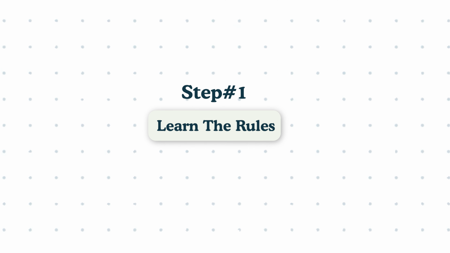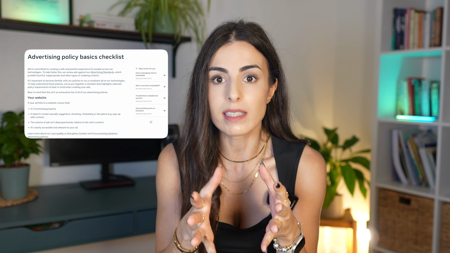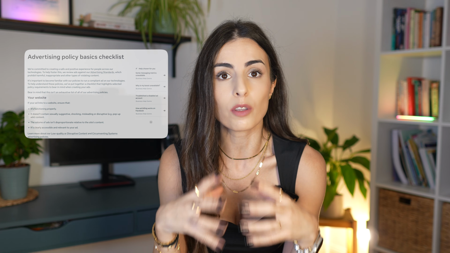Step 1. Learn the rules. Most bans come down to small avoidable mistakes. Facebook's ad policies aren't fun to read, but you only need to do it once. Then maybe turn them into a checklist that you follow every time you are going to run ads. And Facebook actually has a policy checklist. I will leave the link below in the description if you want to check it out.